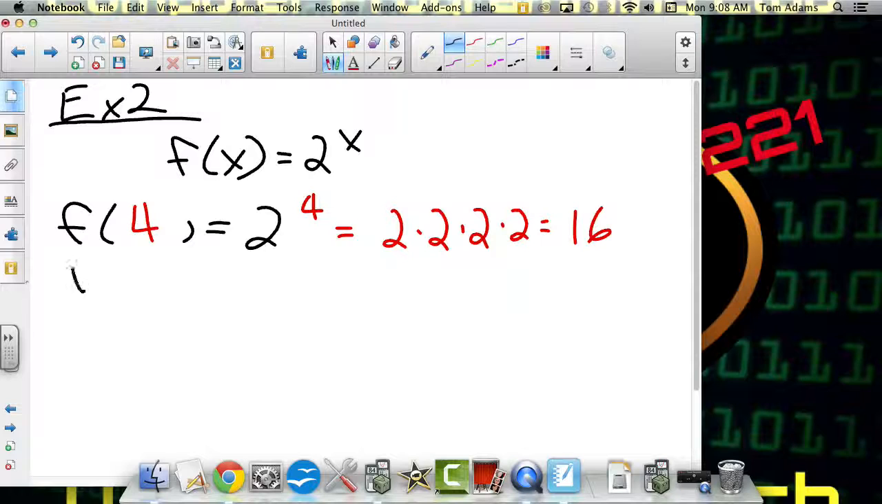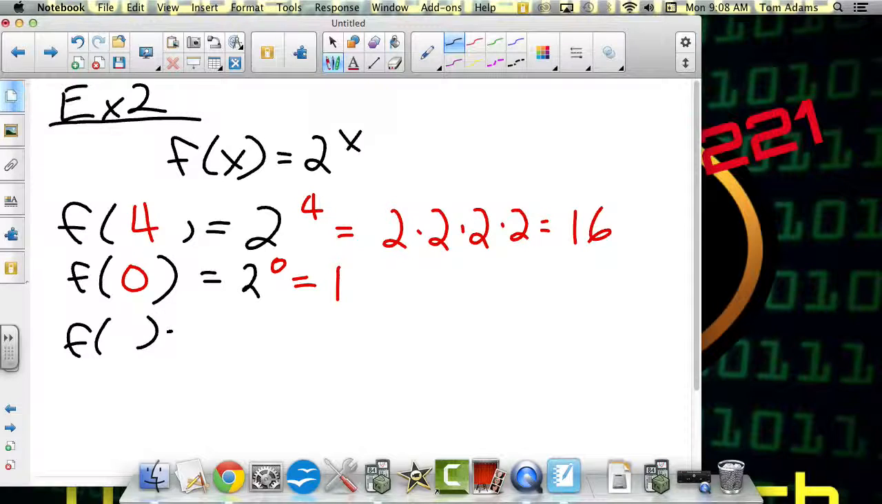And if I plug in another number for my x value, I don't know, 0, I get 2 to the 0, which is 1. And if I plug in a different number, f of this is equal to 2 raised to whatever I plug in. Let's plug in -3.